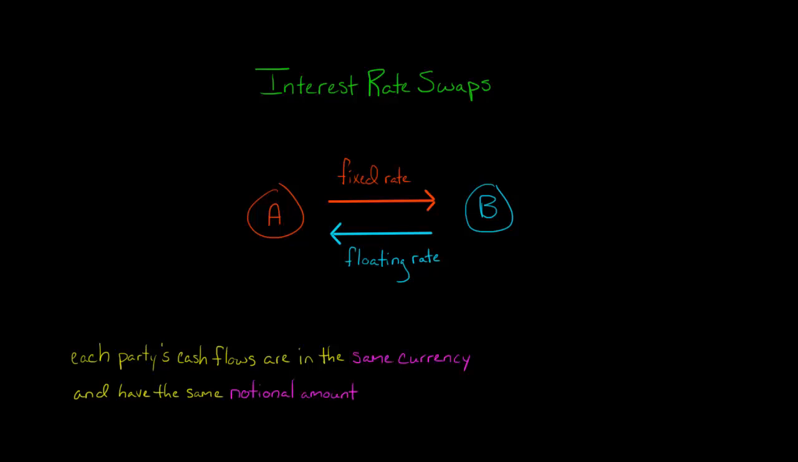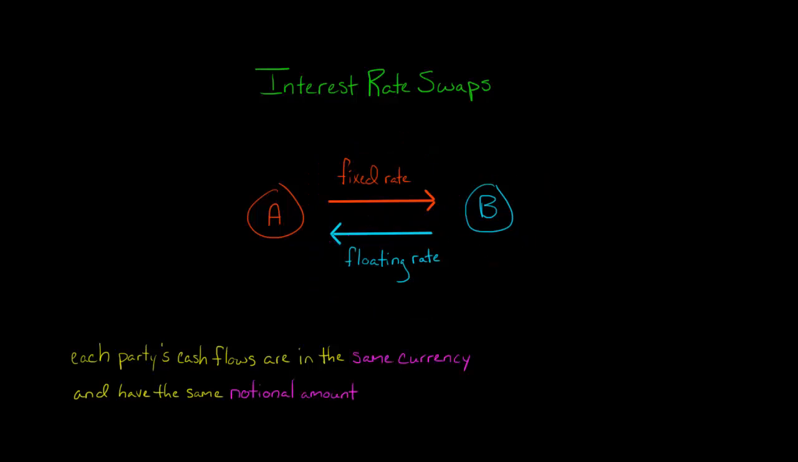One way to manage interest rate risk is with an interest rate swap. So here's how a typical swap works. You've got two parties, A and B, and they're agreeing to exchange cash flows at some point in the future, whereas A is agreeing to pay cash flows that are based on a fixed rate of interest, and B is agreeing to pay cash flows that are based on a floating rate of interest.